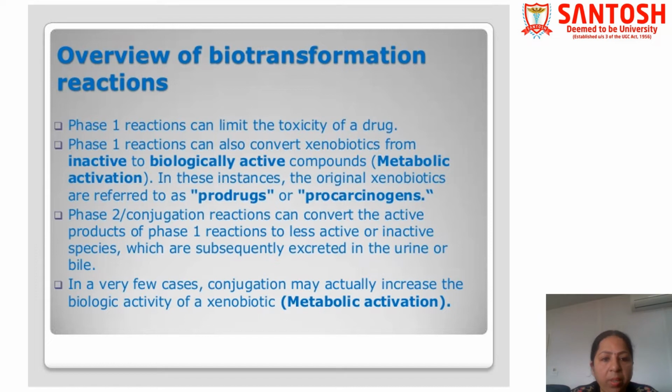Overview of biotransformation reactions. Phase 1 reactions can limit the toxicity of a drug. Phase 1 reactions can also convert xenobiotics from inactive to biologically active compounds. In these instances, the original xenobiotics are referred to as prodrugs or procarcinogens. Phase 2 or conjugation reactions can convert the active product of phase 1 reactions to less active or inactive species, which are subsequently excreted out of the body through urine or bile. In a very few reactions, the conjugation may actually increase the biological activity of the xenobiotic.